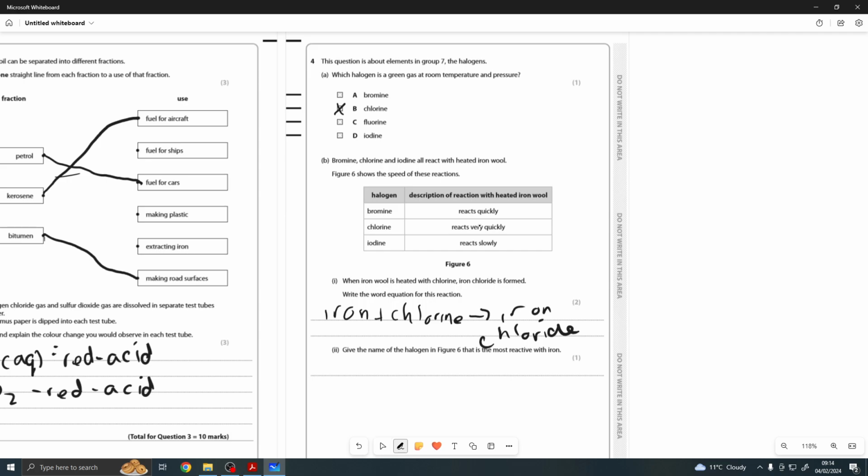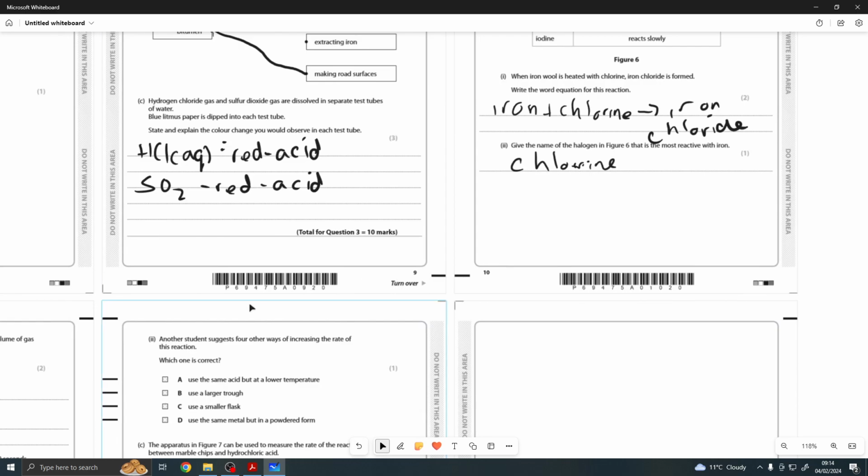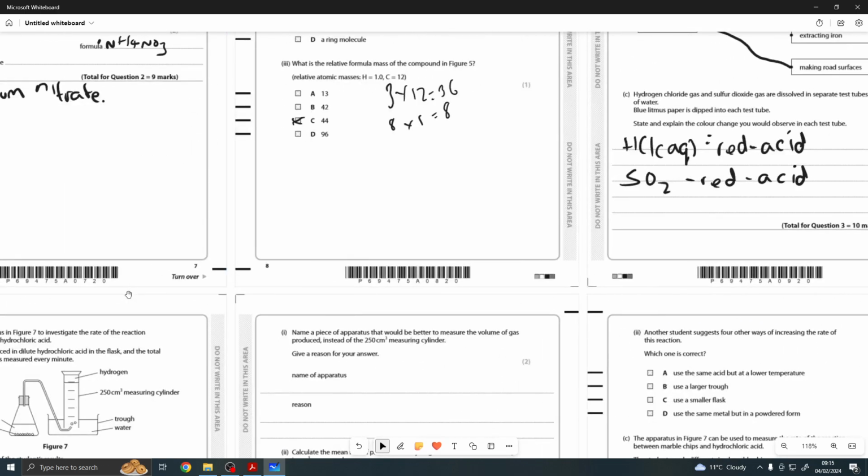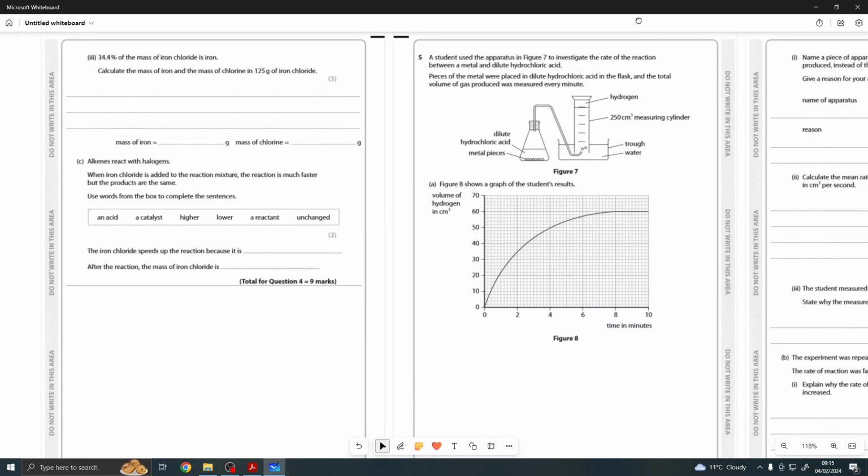Now it says give the name of the halogen in figure 6 that's most reactive. Which one do you think reacts the most quickly? It's the chlorine. If it reacts quickly, it's the most reactive. Sorted. Right, we are flying through this, guys. Let's keep going.